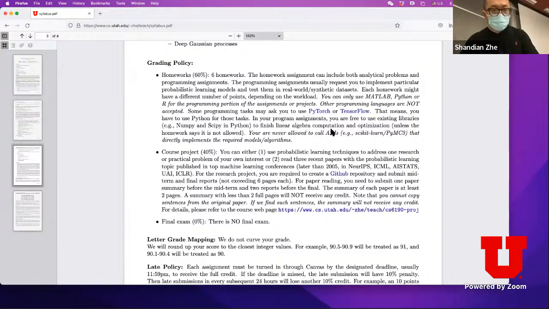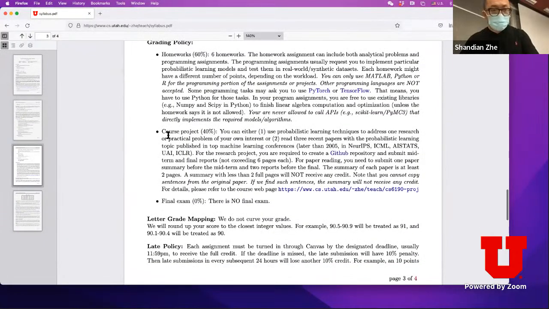Okay. So another part of the grade depends on the course project. Right? We have 2 types of course project. One is that you can use probabilistic learning techniques, which we introduce in the class, or whatever other places, to address one research or practical problem of your own interest. Like if you're doing research, you want to use some Bayesian learning techniques, so feel free to adopt any probabilistic techniques to address that. That's one way, right?